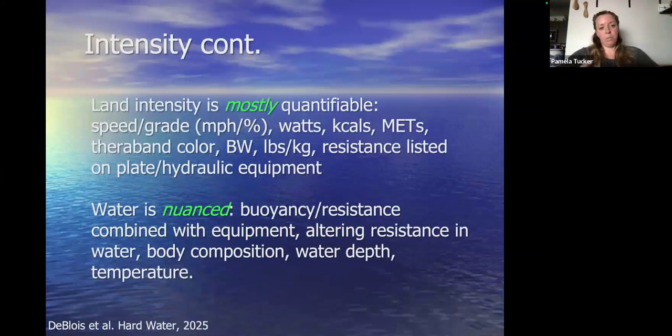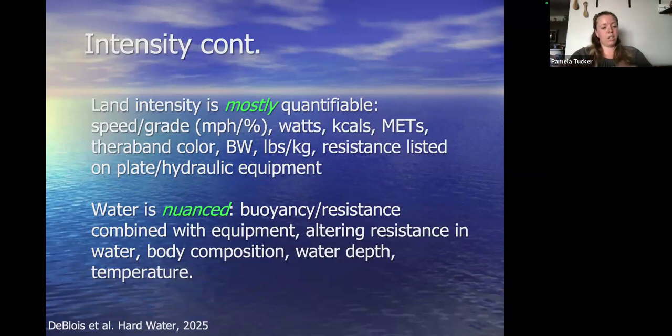A challenge for therapists is that land intensity is mostly quantifiable. So for instance, if I have you working on a treadmill, I can see the miles per hour that you're going. If I have you doing an exercise with a resistance band, those are graded based on color for certain pounds per square inch. I can quantify how much body weight support I give you, how much weight I'm using. In the water, things are a bit more nuanced in terms of all these different factors coming together.